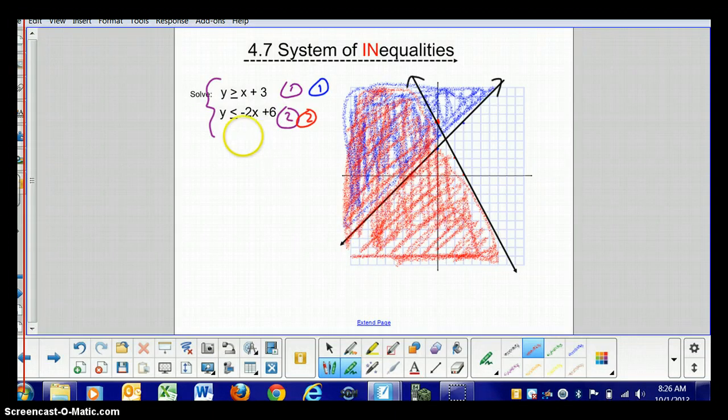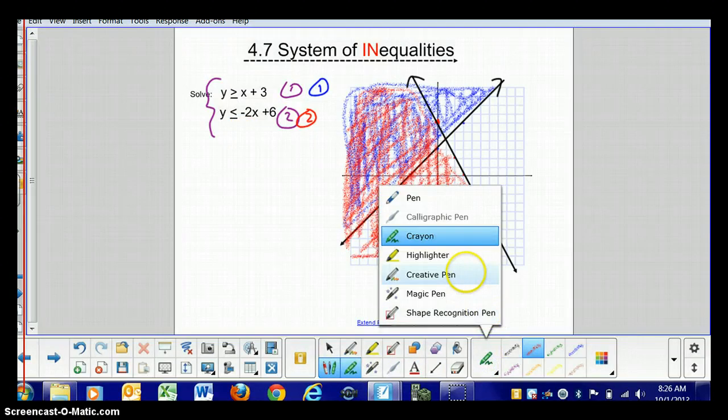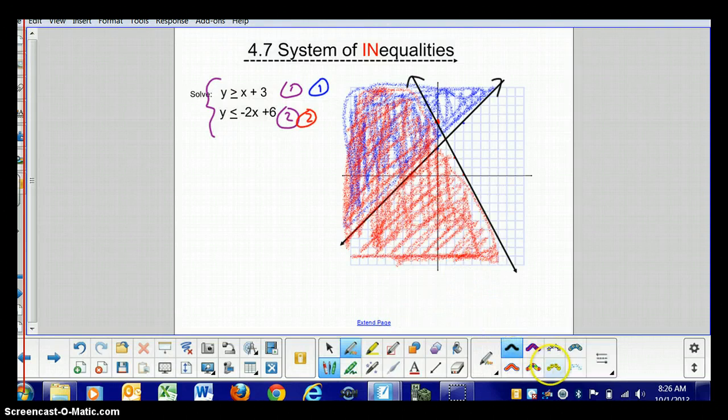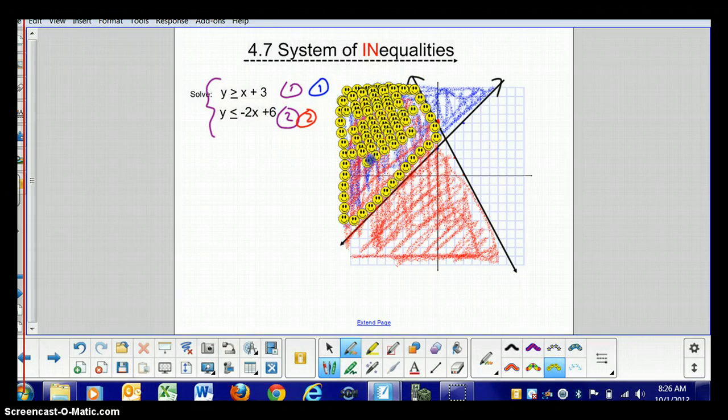But I'm interested in solving the system. Therefore, the solution to my system would be, let's get creative here, and let's make everybody happy, here's my solution set, including the lines. The lines are part of the solution set. So all of those ordered pairs in the intersection area represent my solutions.